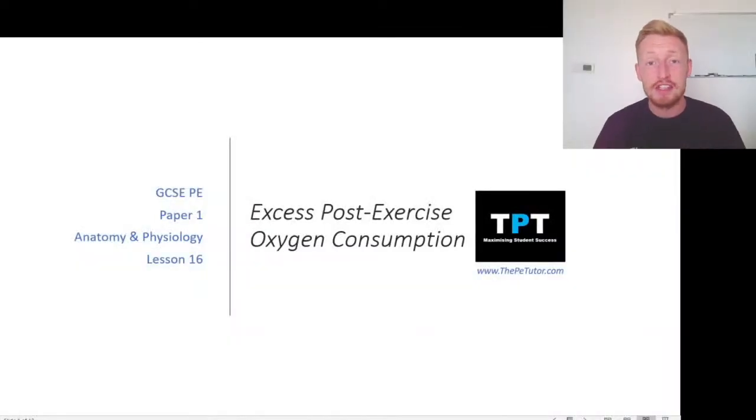We are in the GCSE PE Portal today, lesson 16, which is from the Anatomy and Physiology section from paper 1. And we're going to look specifically today at EPOC, or excess post-exercise oxygen consumption.